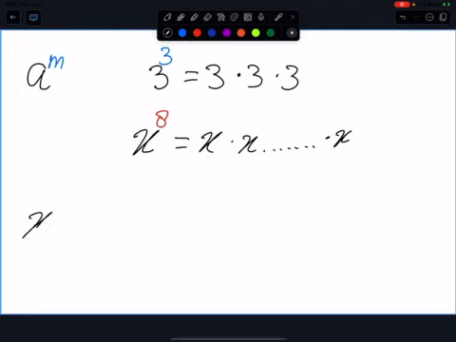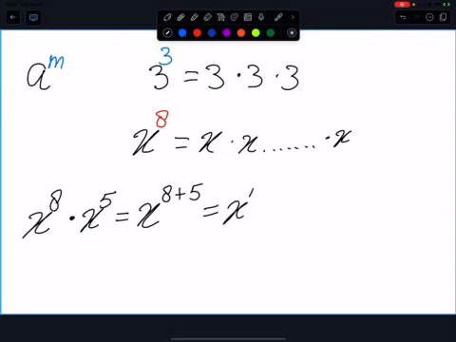I can say x to the power of 8 multiplied by x to the power of 5. What do I need to do? I need to add the powers together. So it becomes x to the power of 8 times x to the power of 5 equals x to the 13th. That's it. Simple, easy.